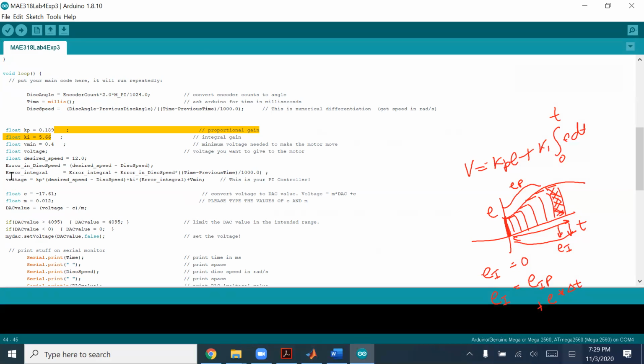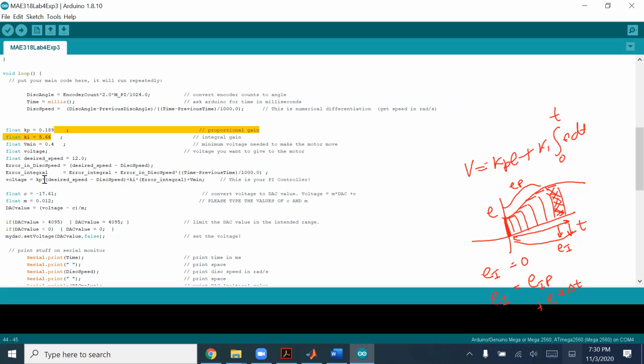Great. And the integral is equal to the previous value of the integral, which is the integral as of now, plus the error multiplied by delta t. That's exactly the implementation of this logic over here. So this error integral is a variable which keeps on appending itself, which keeps on increasing. Every time you run the loop, the error integral becomes whatever it was, plus this extra little bit of area.